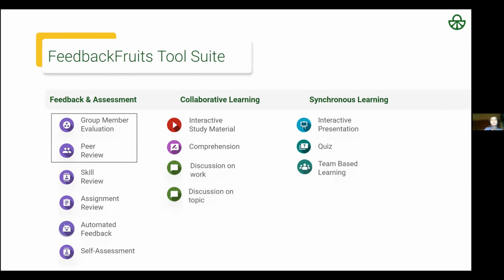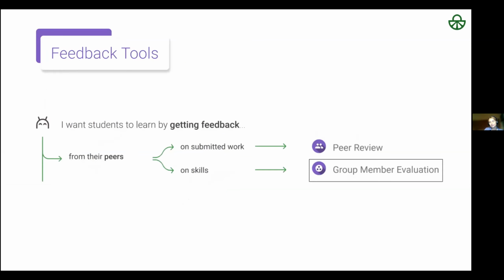So the difference between the peer review and the group member evaluation is the type of feedback that the students are giving to each other. So on Monday, we had a session where we talked about the peer review tool, where students give each other feedback on submitted work. So things like a draft version of an essay or a recorded presentation, so on a deliverable. Today, we're going to talk about feedback on skills.